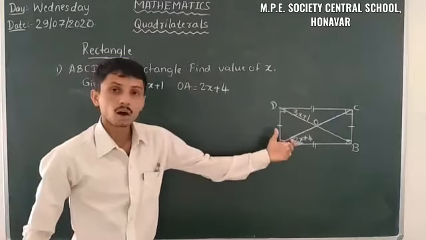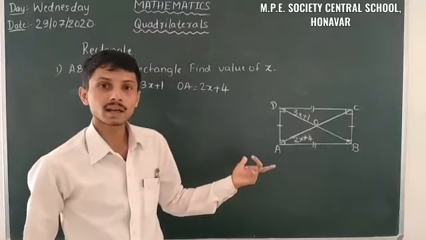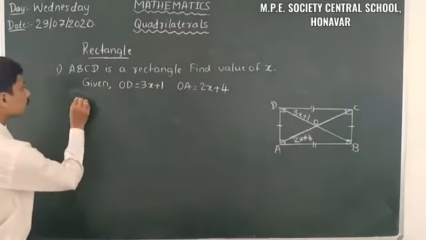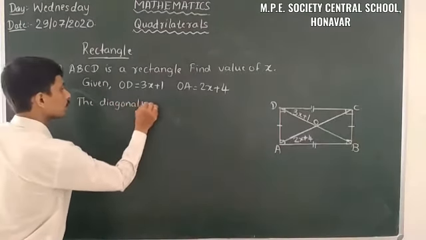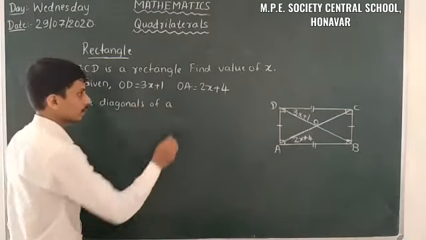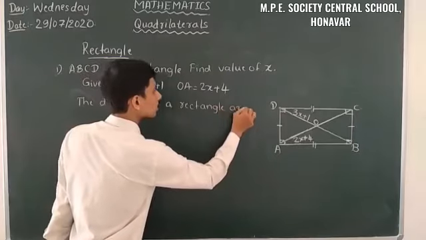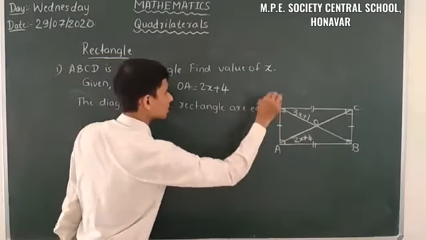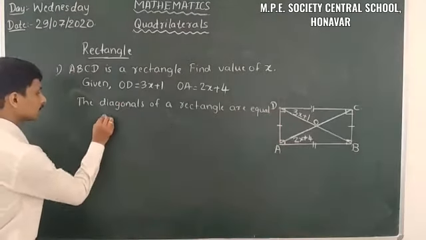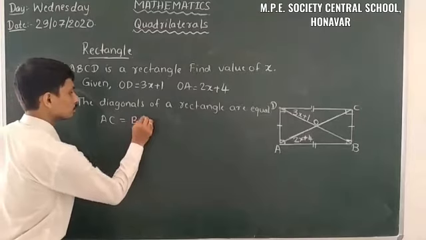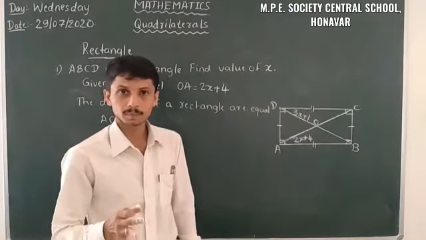So how can we find it? We know that the diagonals of a rectangle are of equal length. That is, the diagonals of a rectangle are equal. Then how can we write this? AC is equal to BD. Yes, we already know that the diagonals bisect each other.